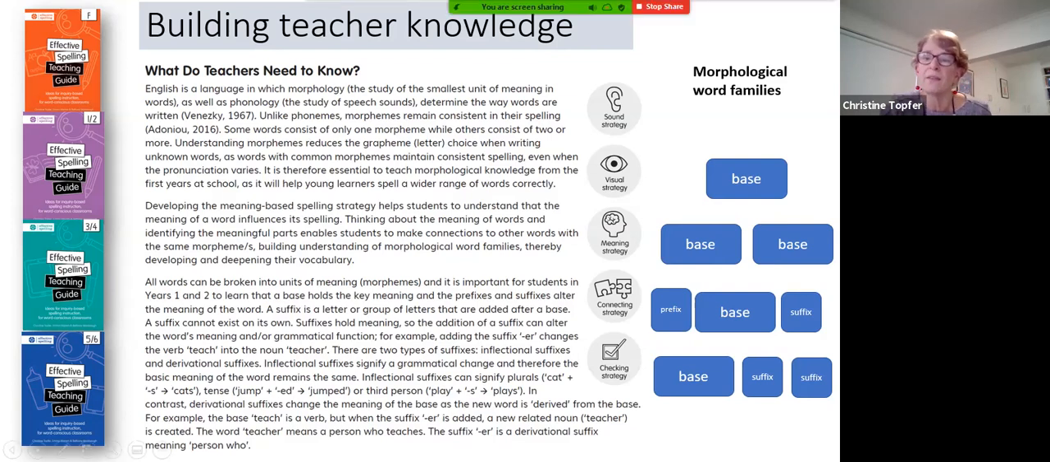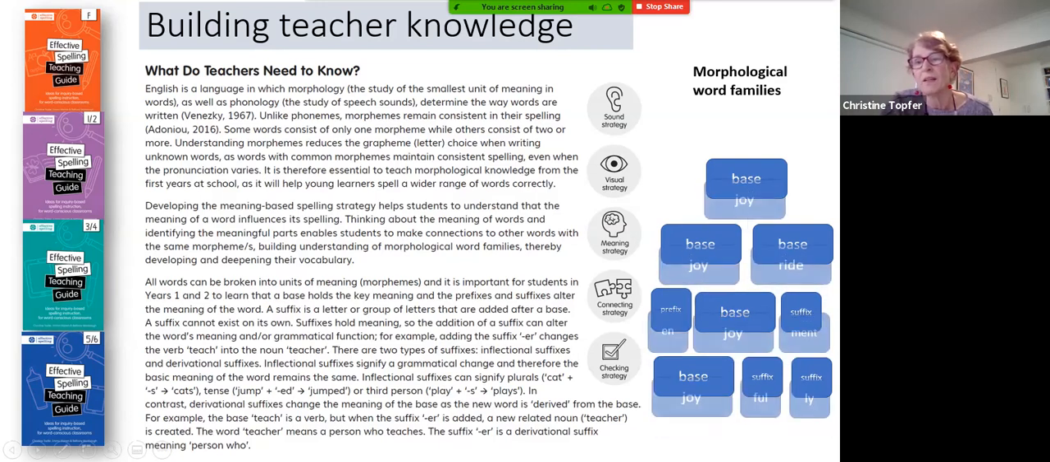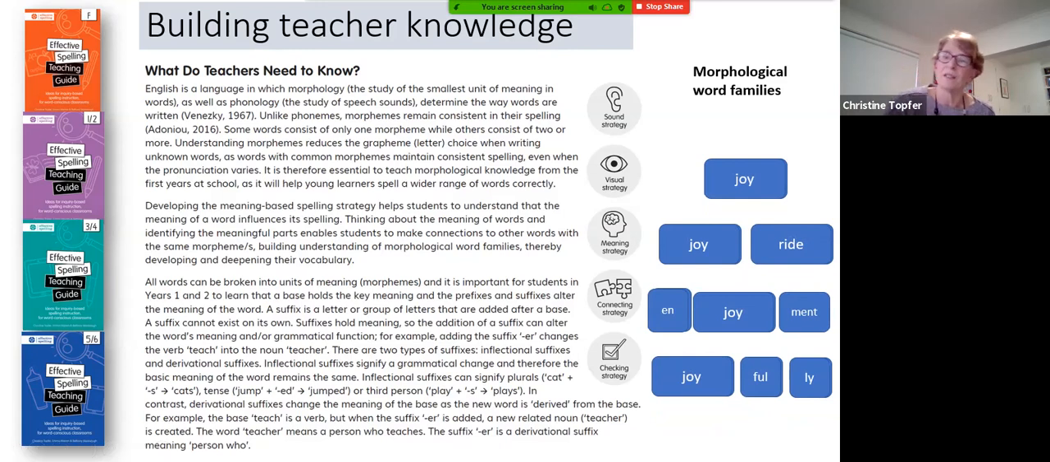And you can see on the right-hand side of the screen here, just various combinations. Of course, there's many, many others, but each of these words would have a base, and here's another little family that would fit there, the joy family. And you can see that there's a common base going through all of these words, always spelt J-O-Y.